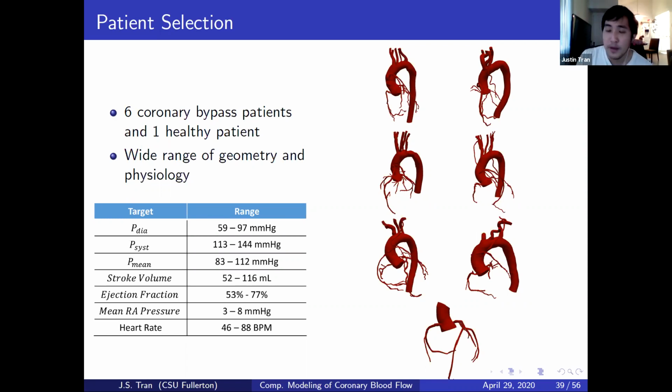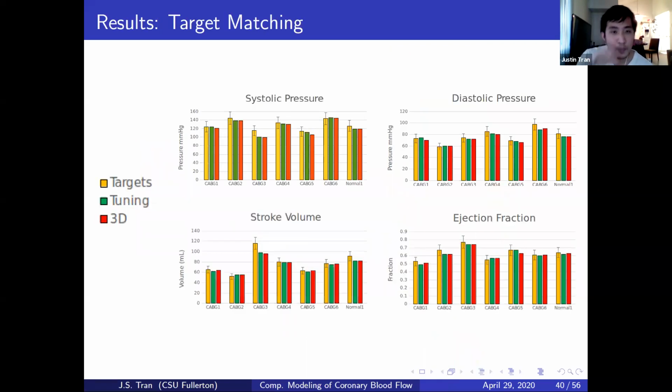So that's one big disconnect right now between the engineering and the clinical side. Okay, so let's look at the results. The first thing I wanted to test was, are we even hitting our targets? First I checked whether we are hitting our pressures. Here I have our systolic pressure, our diastolic pressure, the stroke volume, and the ejection fraction.